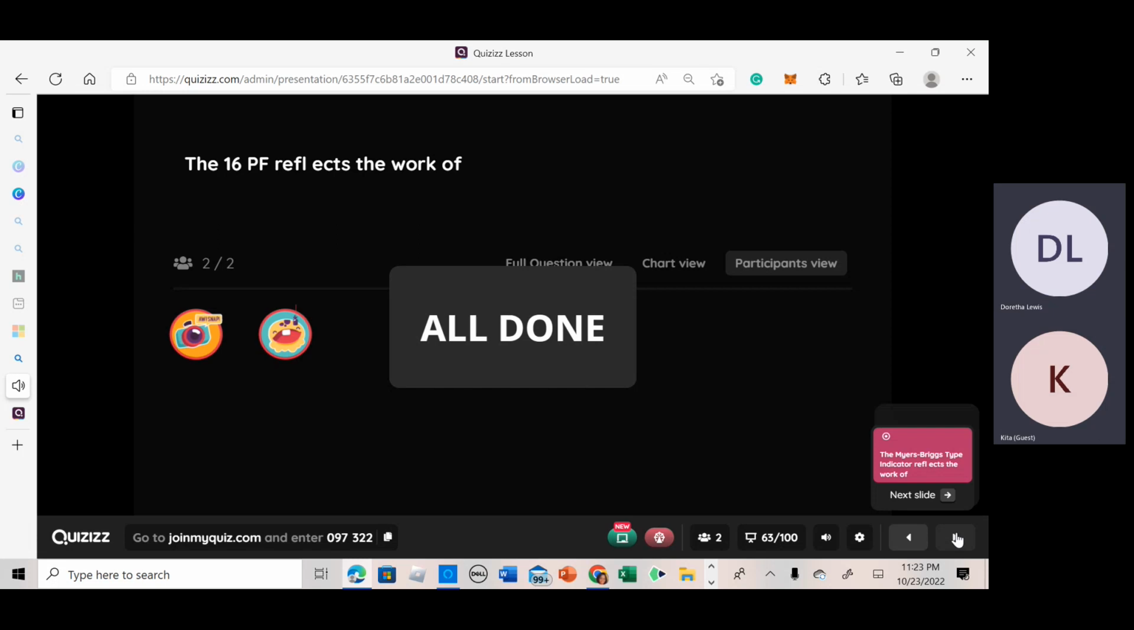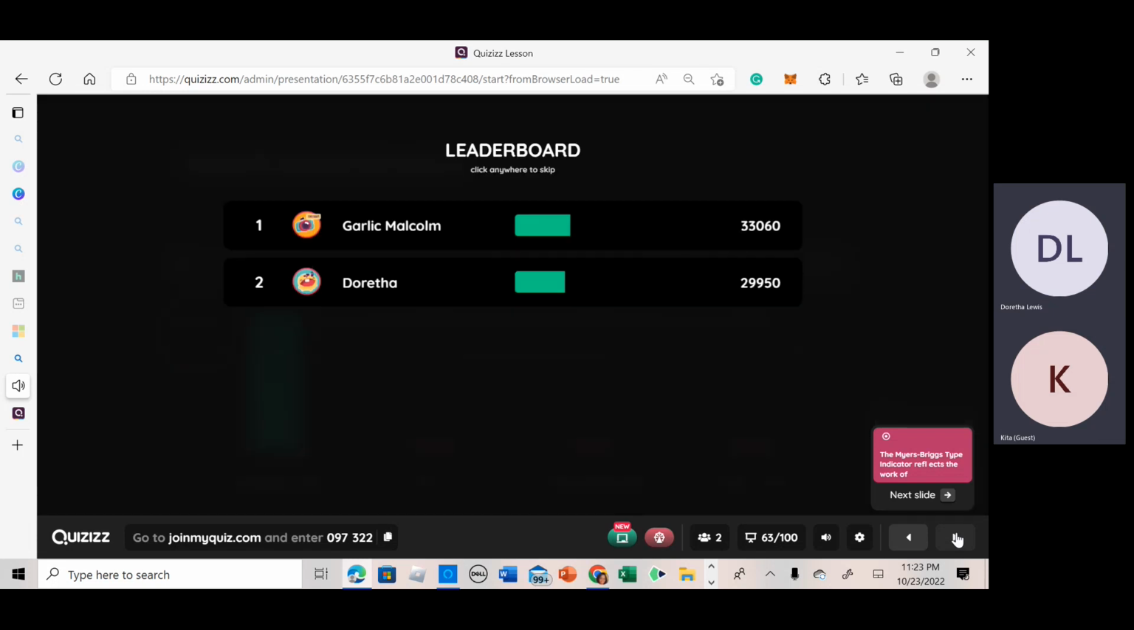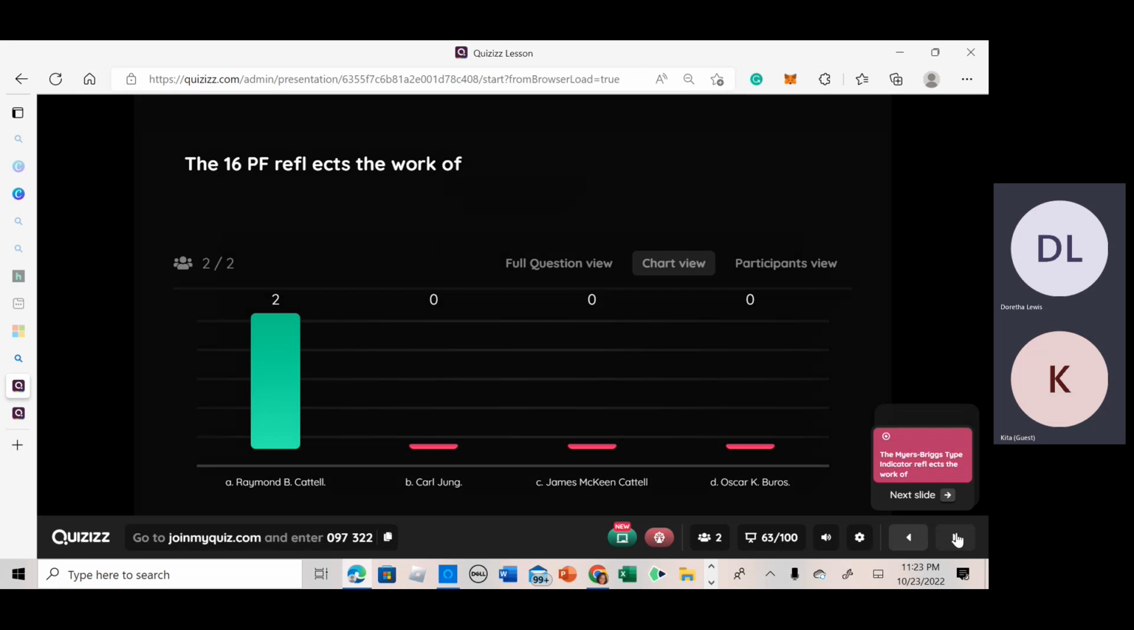The 16PF reflects the work of Raymond Cattell. The 16PF, the Personality Factor Questionnaire, developed by Raymond B. Cattell, is suitable for persons age 16 and above and has been the subject of over 2,000 papers or other communications. The test measures key personality factors such as assertiveness, emotional maturity, and shrewdness.